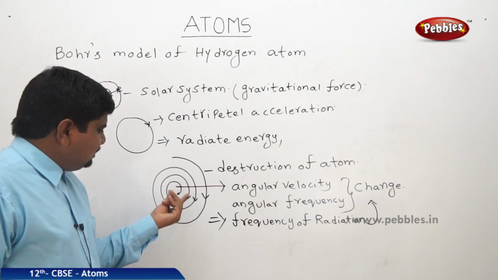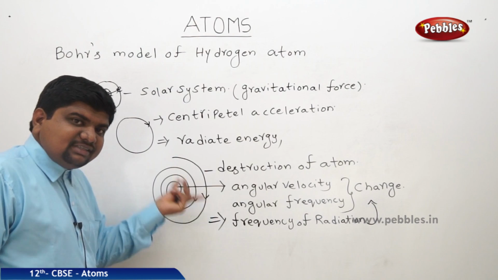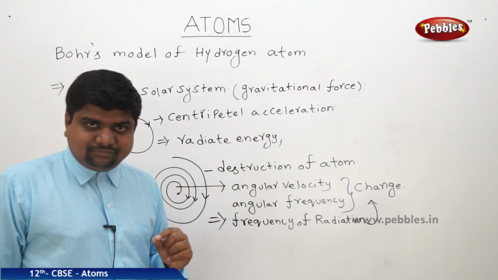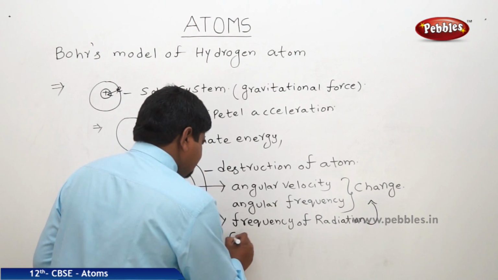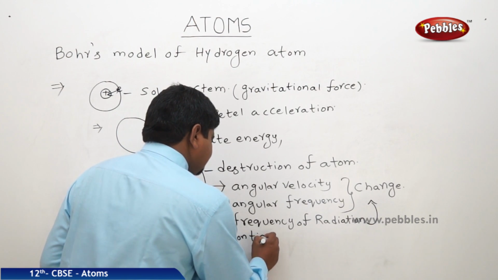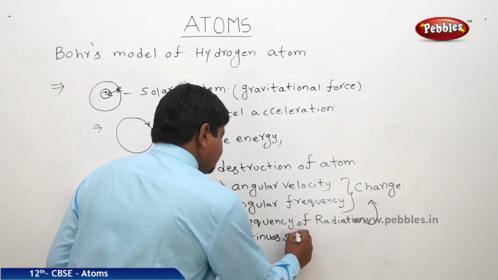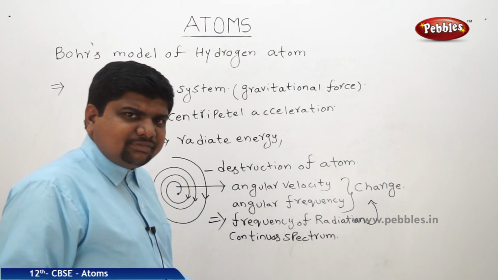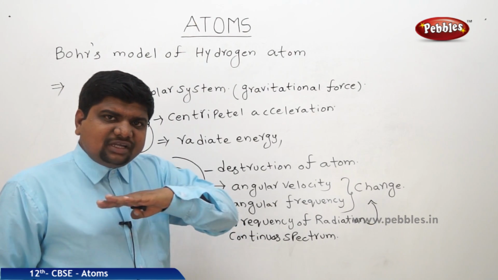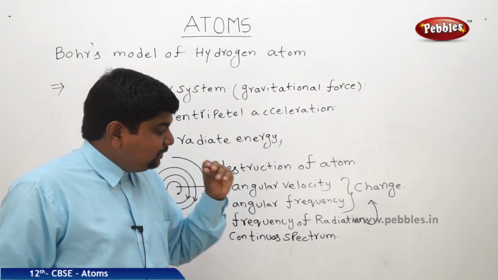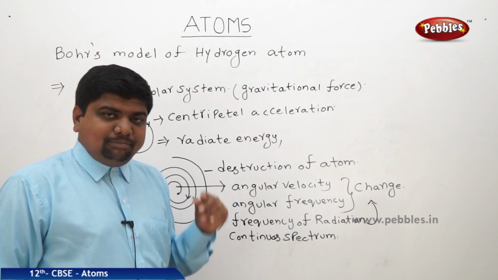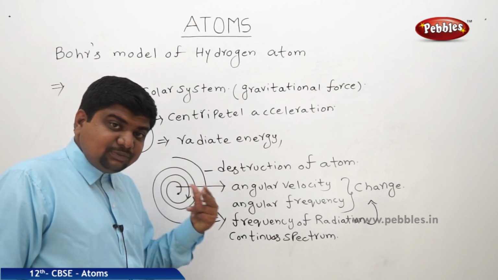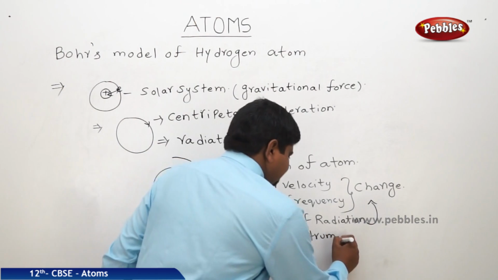That means this electron revolving in the spiral path should give a continuous spectrum. What is the meaning of continuous spectrum? The order of the wavelengths should be continuous, with no gap. But what type of spectrum did we actually get, or did Mr. Niels Bohr observe? Line spectrum.